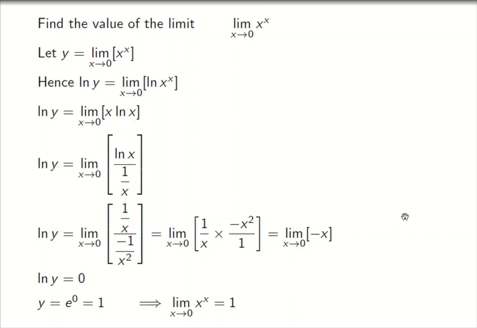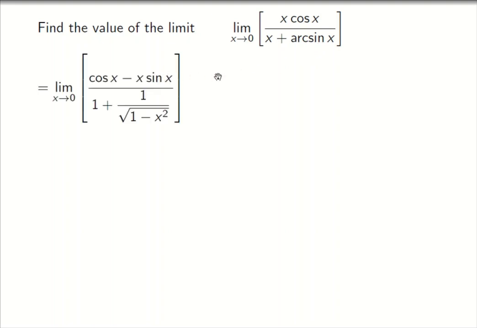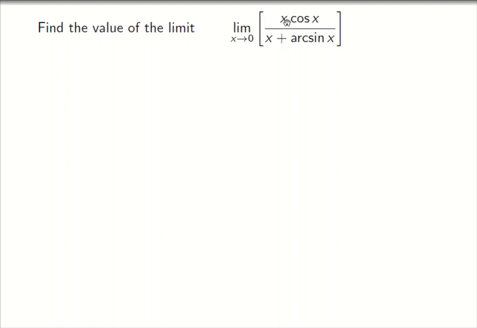Okay, now let's continue. So we are supposed to find the value of the limit as x approaches 0 of x cos x over x plus arcsine x. Arcsine is the same as what? The sine inverse of x. Now since this won't work, because if I put 0 here, it becomes 0 cos 0, which will be 0, because cos 0 is 1, but 0 times any number is 0, and I get 0 plus sine inverse of 0 is 0. So this won't work, and then we get 0 over 0, which L'Hopital will also permit us to use his idea.